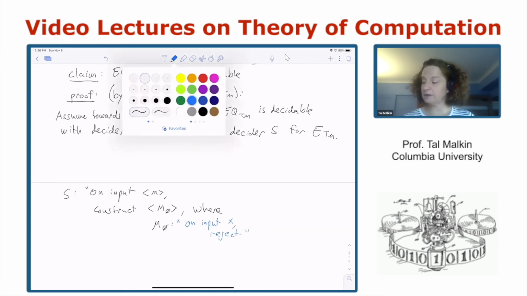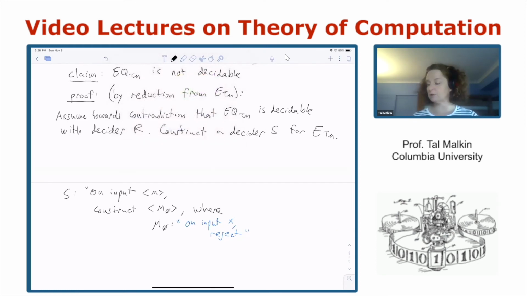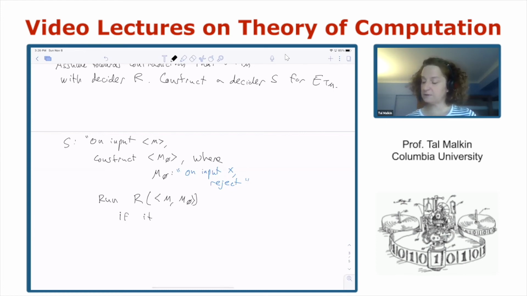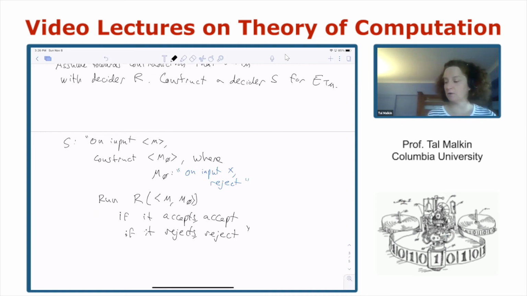Okay, this is a very simple construction, a very simple machine that rejects all inputs. Now run R, which is supposed to decide equivalence, on my input M and on this new machine M empty set that I constructed. If it accepts, accept, and if it rejects, reject. And if R was a decider, then it always answers and always answers correctly.